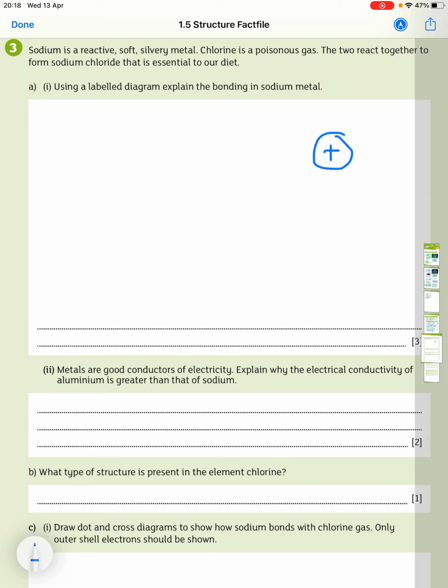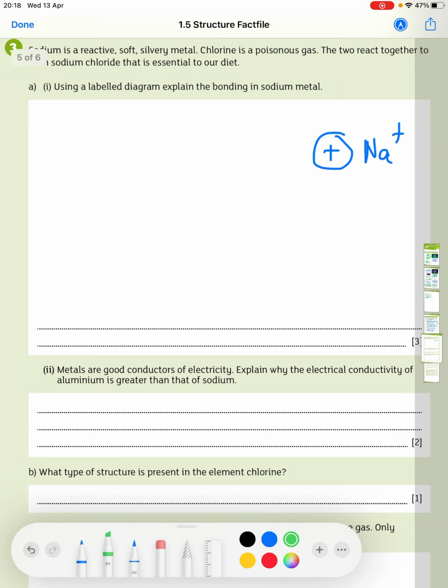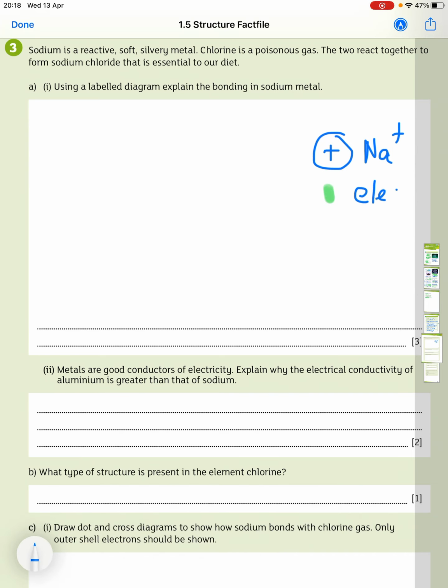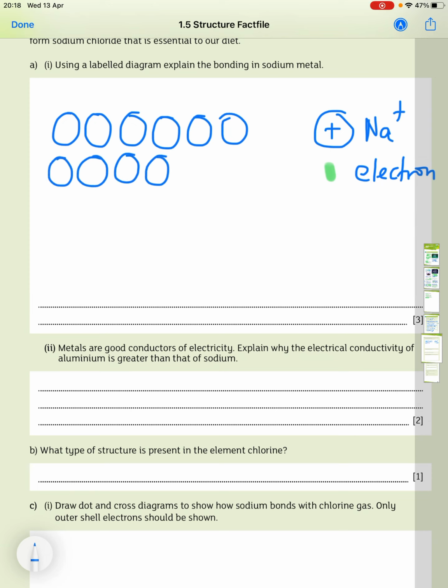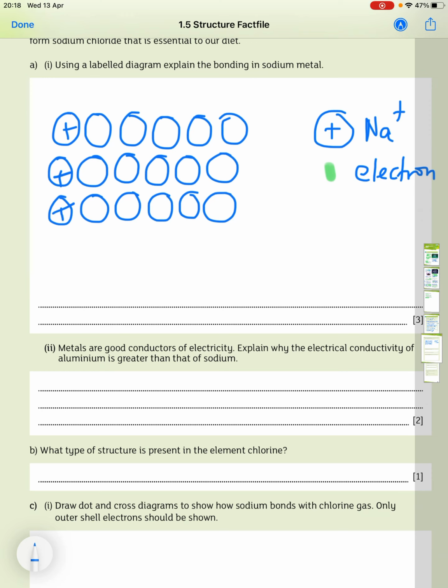So I'm going to start just with a little key. I'm going to put a plus here in a circle, and that's going to be my sodium ion. And I'm going to use a different colour. I'm going to do this little blob of green, and that's going to be an electron. And I'm going to do my best here to draw a regular arrangement of the ions. And of course you can do this more neatly because you're not drawing with your finger on the screen of an iPad. Just putting my plus signs in here to show that those are the ions.